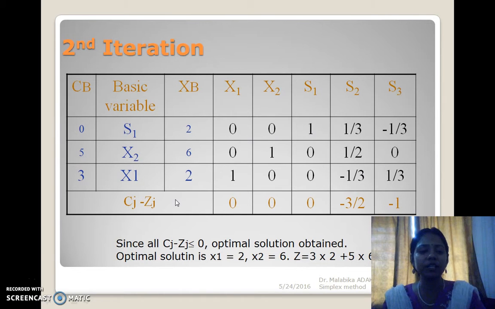And in the end table, all are 0 and negative. So the optimality condition is satisfied. All Cj minus Zj are less than or equal to 0. So the optimal solution is obtained. The optimal solution is x1 is equal to 2, x2 is equal to 6, and Z is equal to 3 into 2 plus 5 into 6, which is equal to 36. So this is our solution. Thank you.